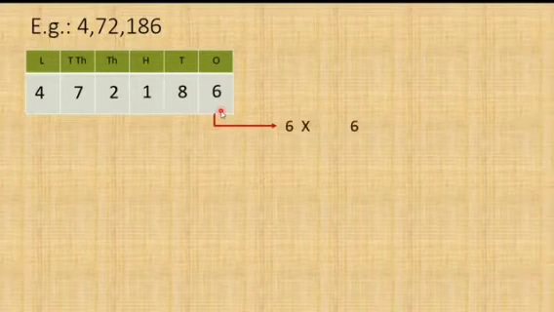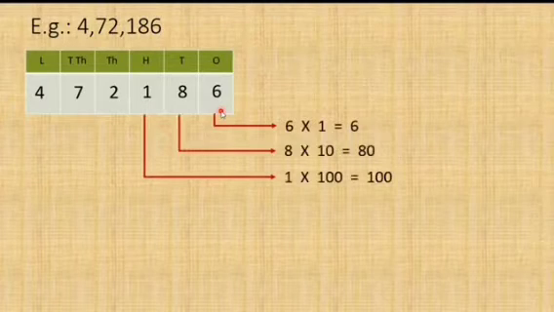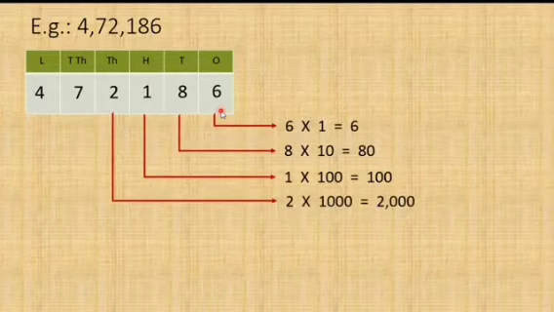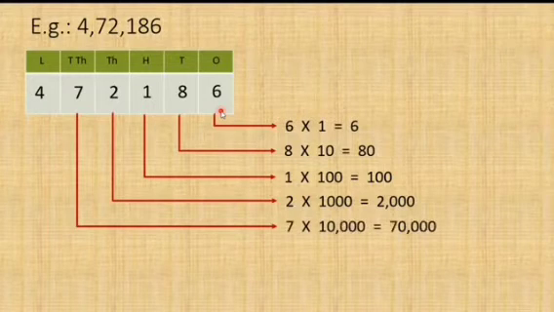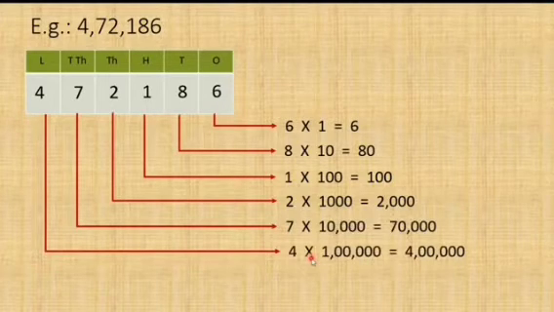6 is in ones place, 6 multiplied by 1 is equal to 6, then 8 in tens place gives you 80, 1 in hundreds place gives you 100, 2 in thousands place gives you 2000, 7 in 10,000 place gives you 70,000, then 4 in lakhs place gives you 4 lakh.